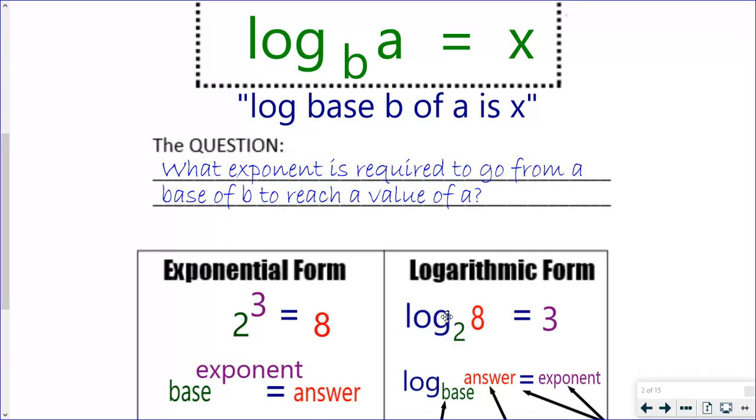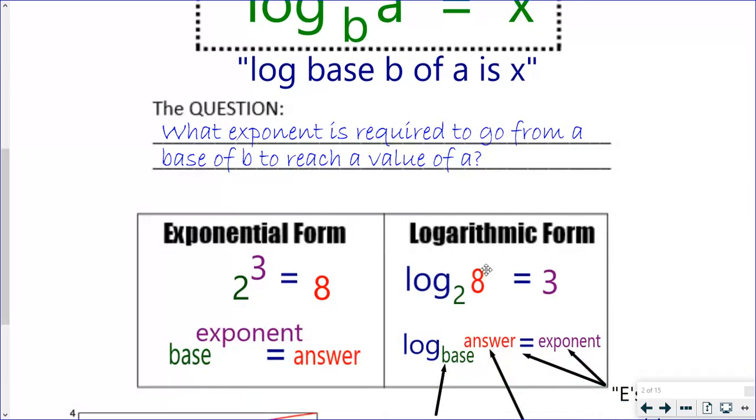The log is just asking you, this logarithmic form is saying, hey, I have a base 2 and I want to get to 8. What exponent is going to get me there? So log base 2 of 8, remember we read it this way, is equal to x, which is equal to 3. 2 to what power is equal to 8? The third power.